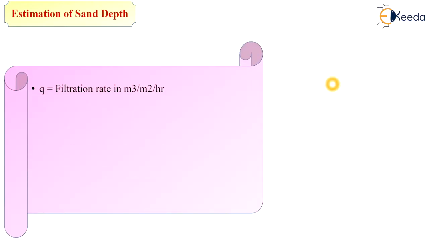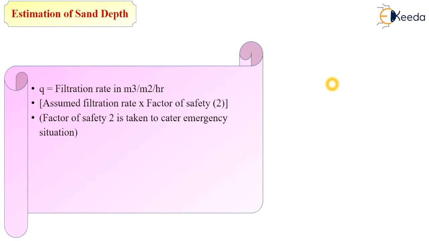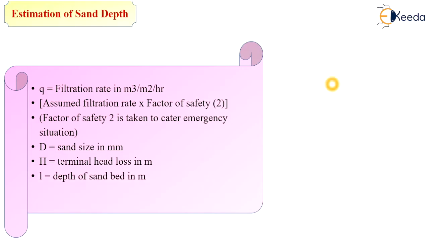Q is the filtration rate in cubic meter per square meter per hour. Assume the filtration rate multiplied by a factor of safety, that is 2. A factor of safety of 2 is taken to cater for emergency situations. D is the sand size in mm, H is the terminal head loss in meters, and I is the depth of sand bed in meters. So by putting all these values into this formula, we calculate the value of sand depth, and Bi is the breakthrough index, which I have taken from the graph.